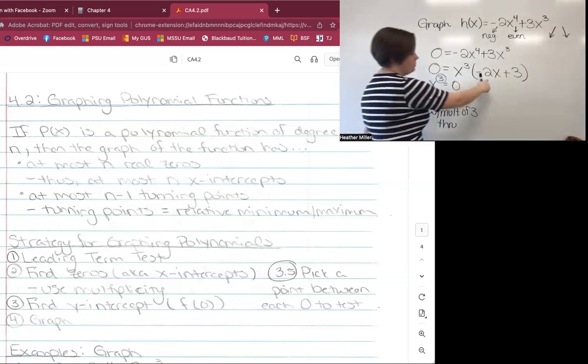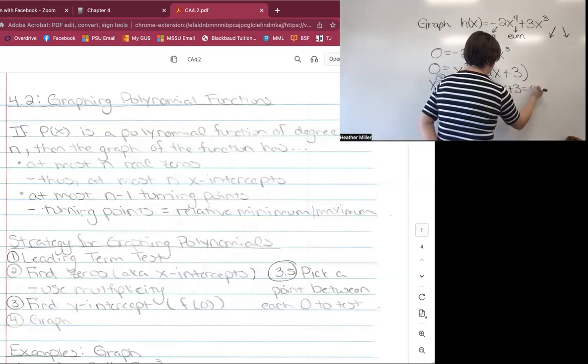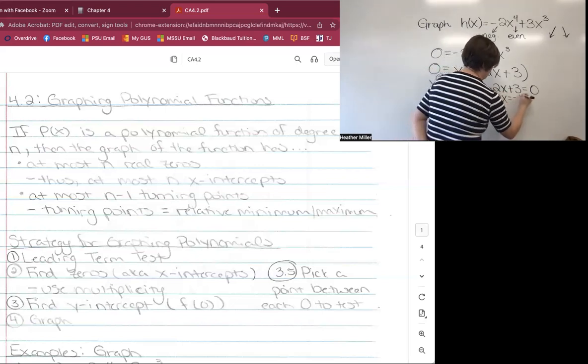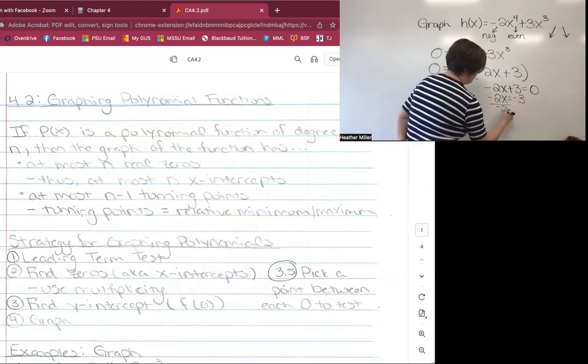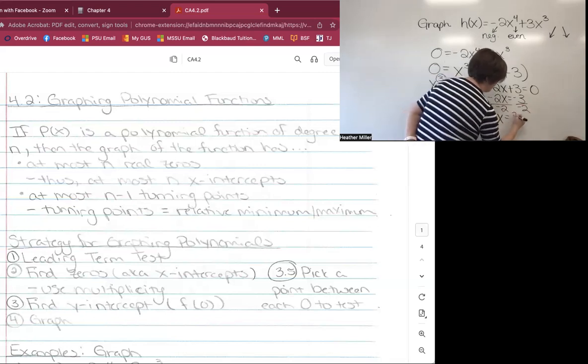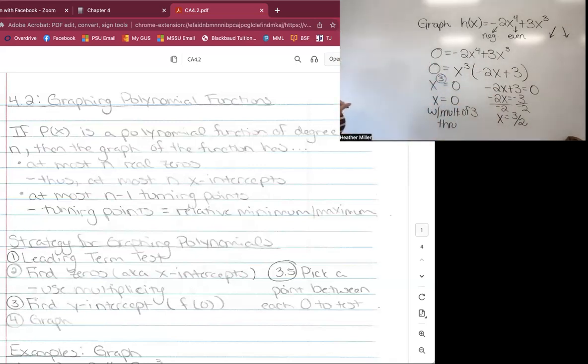I'm going to set my other term equal to 0 so that we have negative 2x plus 3 equals 0. Subtract that 3 over. Divide both sides by negative 2. Negative divided by a negative equals a positive 3 halves. And then we have to determine the multiplicity of this one.